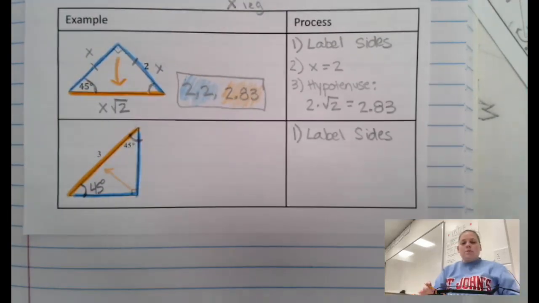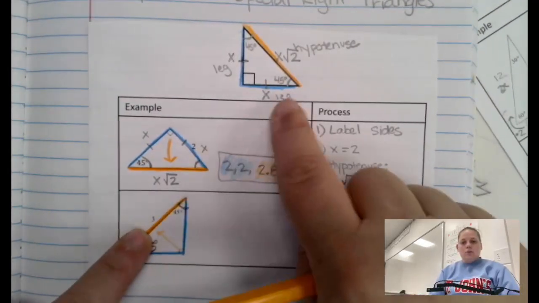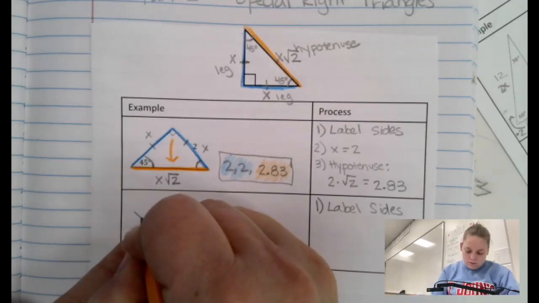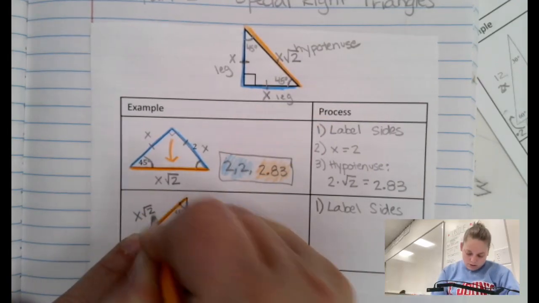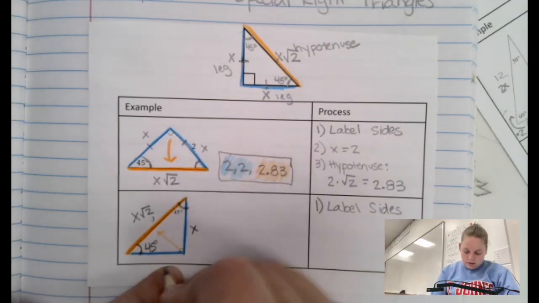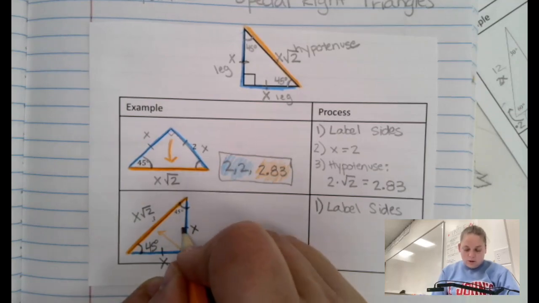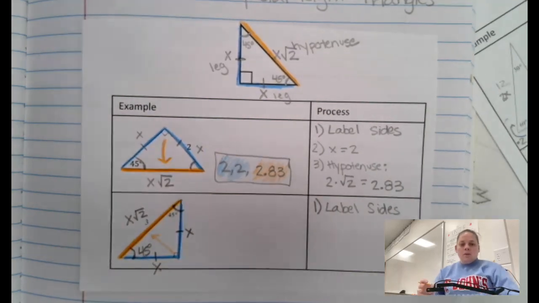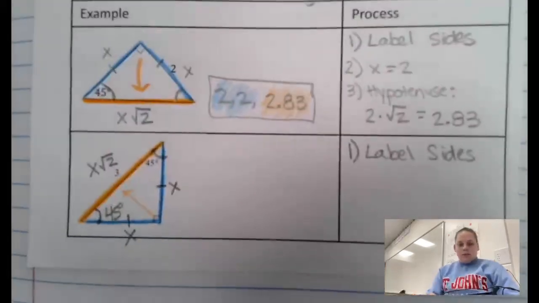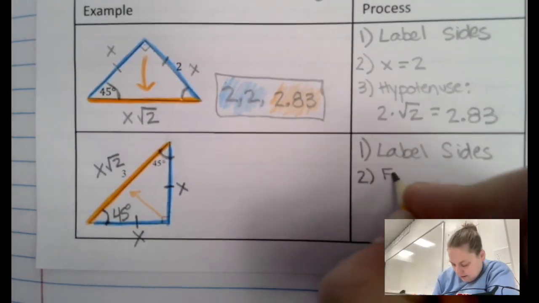Okay, so I go back up to my formulas here just to make sure I have it right. My hypotenuse is that x square root of 2. And then here, our legs are x and x. Okay, they're congruent, so we can mark them congruent if we wanted to. All right, so we have our sides labeled, our whole triangle's labeled. So step number 2 is going to be to find x.